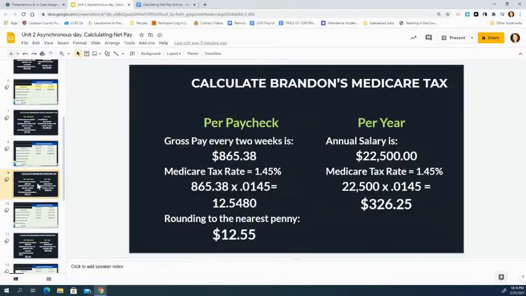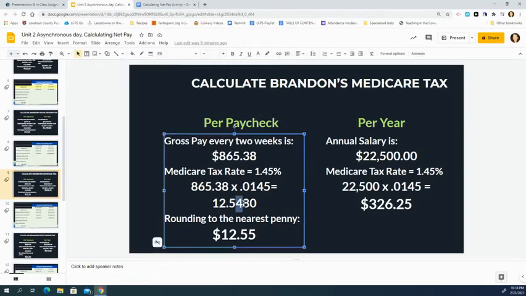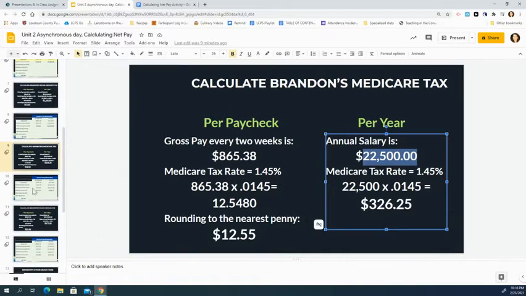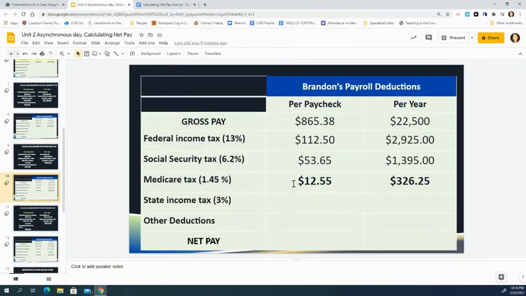All right, now that you're back, we're going to just take a look at those calculations. 865 times 1.45% is going to be $12.55. Remember, we're rounding to the nearest penny. So $12.55. 22,500 times his Medicare tax rate of 1.45% will get you $326.25. So now we've got his Medicare tax rate for the paycheck and for the whole year.